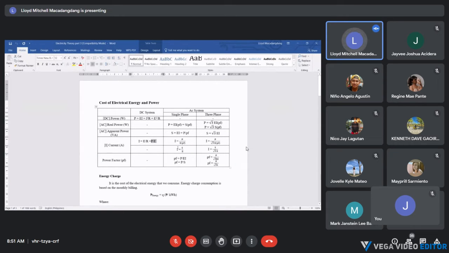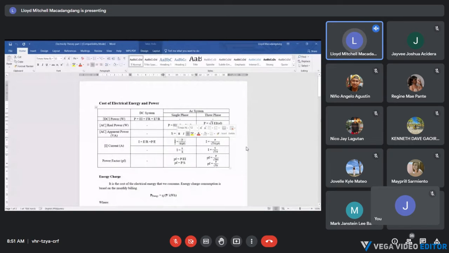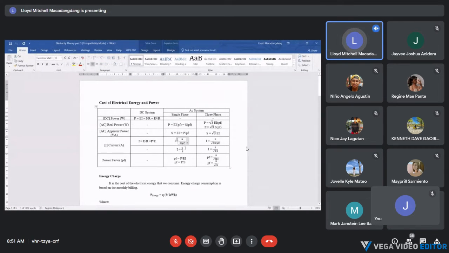So for AC systems, the current is equal to the real power over the voltage multiplied by the power factor. For three phase, you just multiply the square root of 3 in the denominator. You also have here, current is equal to S over E. And for three phase, multiply by square root of 3 again. So that's it for three phase.